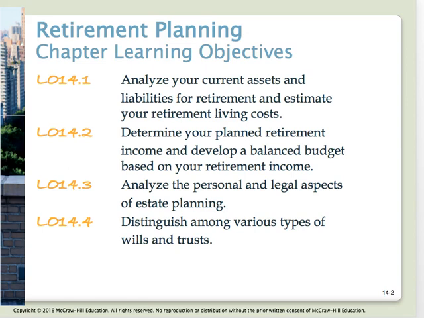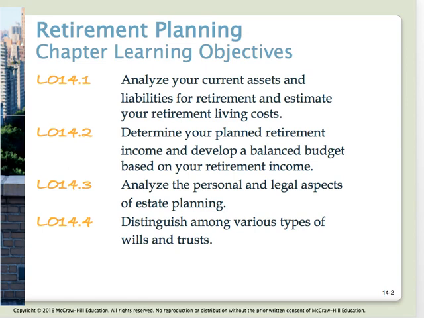So learning objective number 2, determine your planned retirement income and develop a balanced budget. Your possible sources of income during your retirement years have several different sources, and we're going to look at those. And if your income approximates your expenses, you're in good shape. But if not, you're going to have to determine how you're going to get the additional income that you need and look at some of the sources for that.